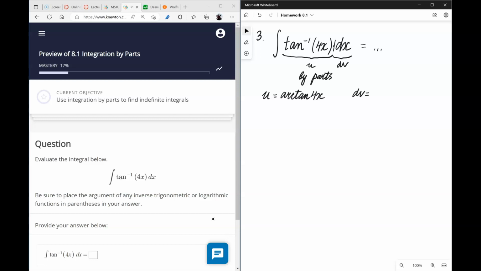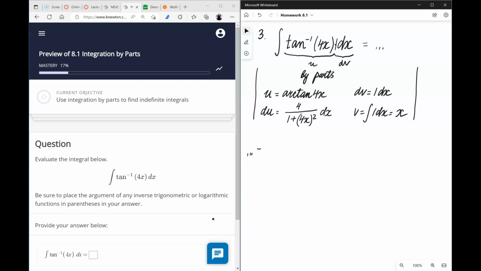My dv is 1 dx. And du is going to be 4 divided by 1 plus 4x squared. So this is just the chain rule. So you can check, you can pause the video and carefully work this out. And v is an integral of 1 dx, which is just x. So this is my setup.